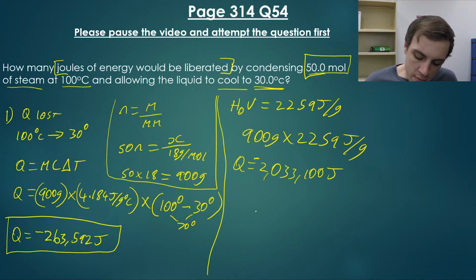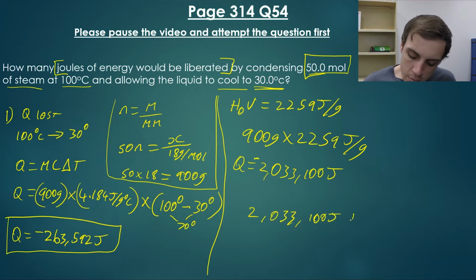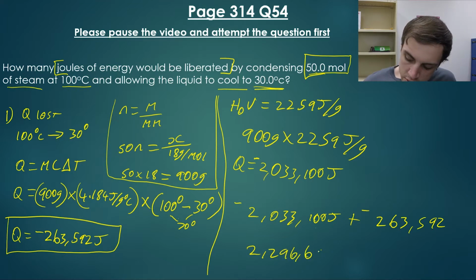Now what we do is we add these two values together. So if we have 2,033,100 joules plus 263,592 joules, this will give us a total value of 2,296,692 joules, which could also be written as 2.3 times 10 to the 6 joules.